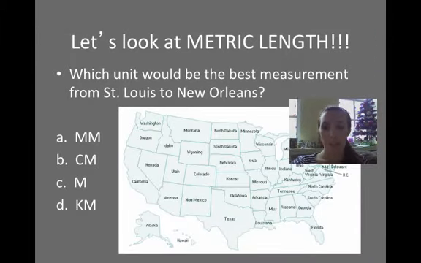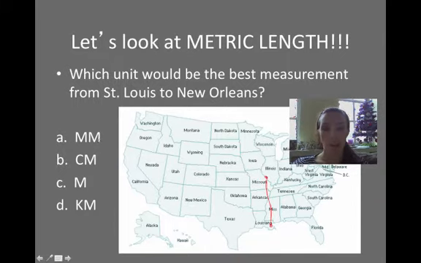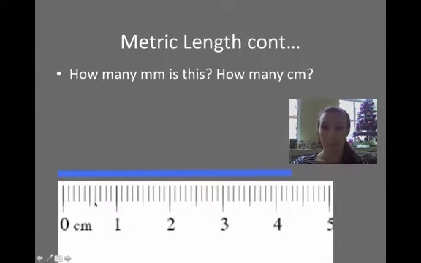All right, so let's look at the metric length. So same question, but with different units. In the metric system, what unit would you use to measure the distance between St. Louis, Missouri, and New Orleans, Louisiana? Go ahead and answer that in your notes for me, please. Yes, we would use kilometers, and these are our abbreviations here: millimeters, centimeters, meters, or kilometers. Kilometers is the biggest one. We would have to use that to talk about the distance.